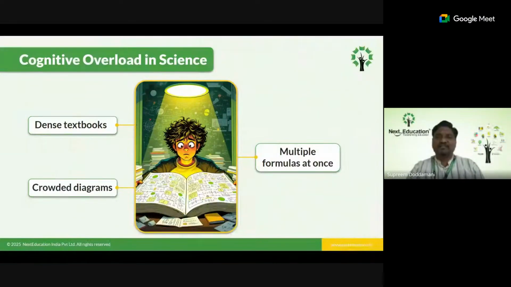These are a few more reasons. Cognitive overload in science, dense textbooks. First, the students have been confused by all that limited access to information. And apart from that, these are also the reasons for overload: dense textbooks, crowded diagrams, multiple formulas at once. We'll see an example in the next slide.